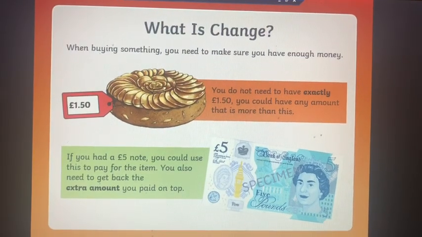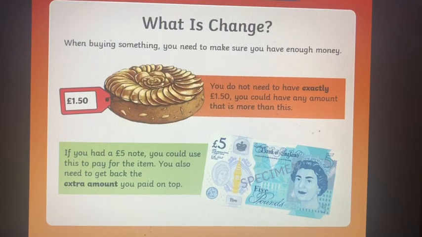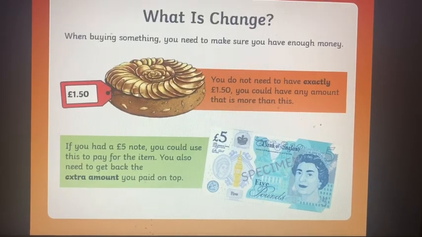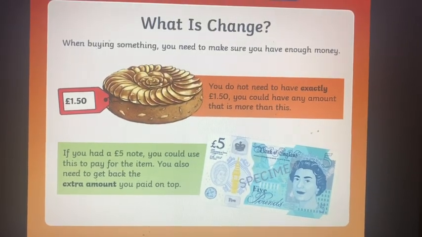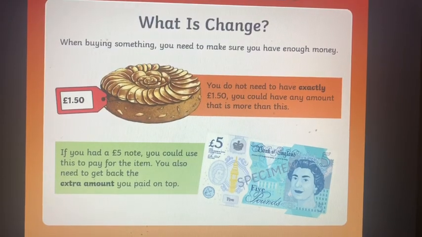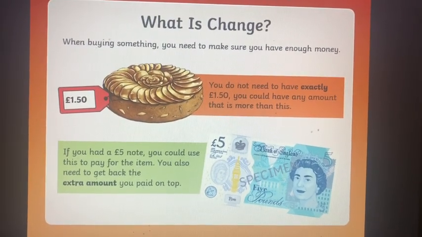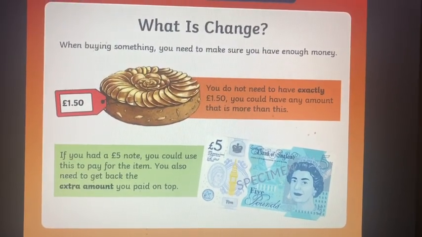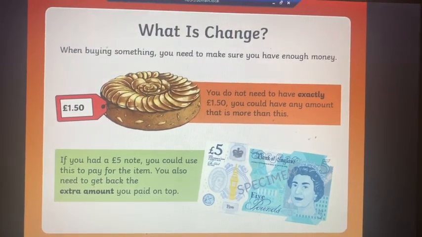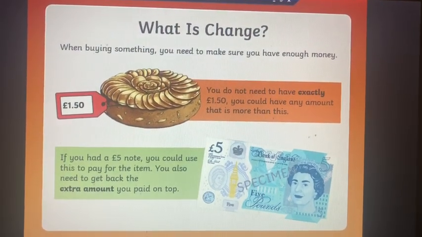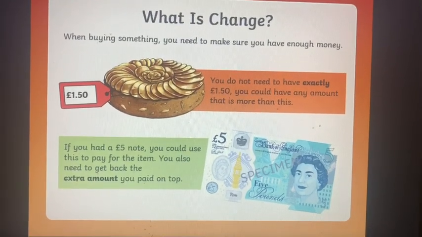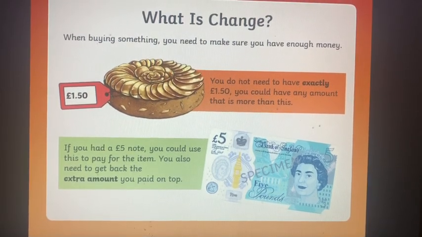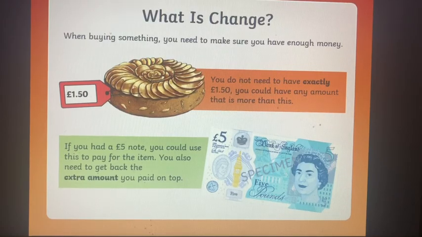So first of all, we're just going to start off by thinking about what change actually is. So when I go into the shop to buy something, I need to make sure that I've got enough money. But when I'm paying for an item in the shop, I don't need to have exactly that amount of money. So for example, if I was to buy this cake, which is £1.50, I wouldn't have to pay exactly £1.50. What I can do is pay more than this. So for example, if I was paying for this cake with a £5 note, I would then need to make sure that I got the extra amount back that I had paid, and that is the change.